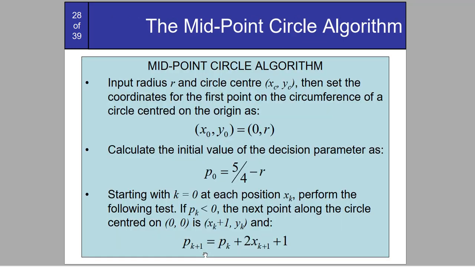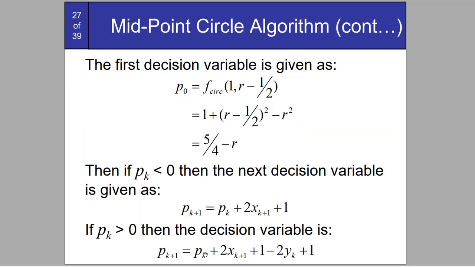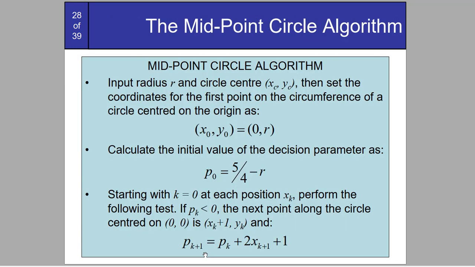Okay, so how do we do this overall? We will start with p0 and we will start drawing x and y. Okay, but where do we find x and y? It will depend on the value of p0. If p0 is less than 0, we will decrease y. If it is greater than 0, we will not decrease y. Okay, so we will see that. Now here is the whole algorithm.